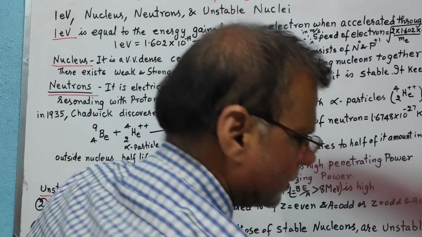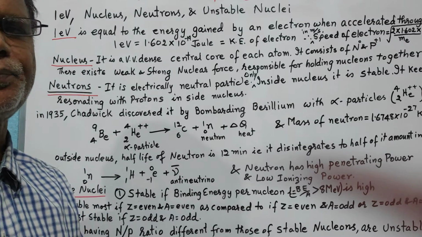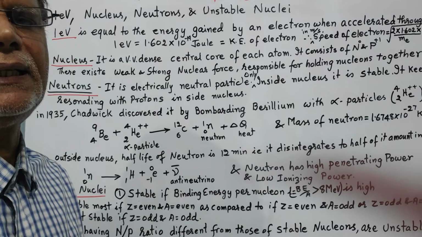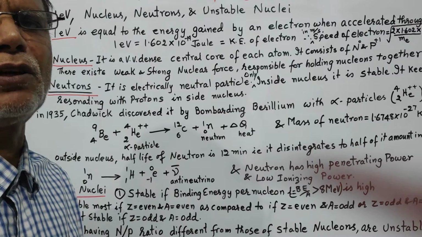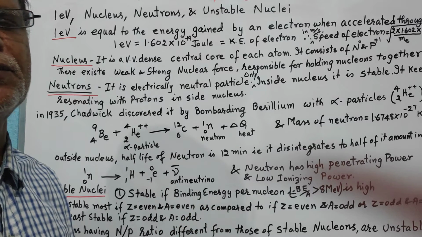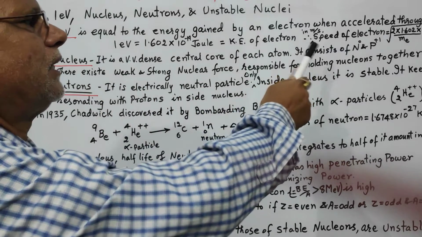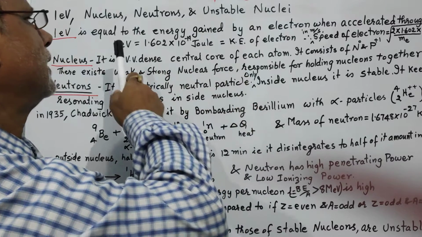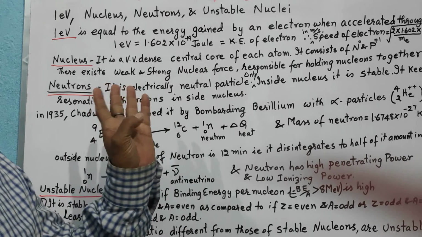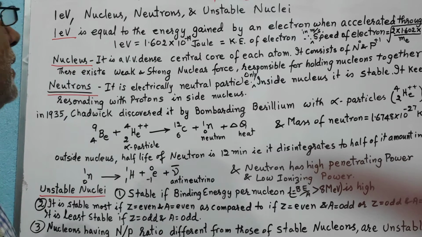Before we start talking about the topics from this chapter, we will recall one thing: what is 1 electron volt? When an electron is accelerated through a potential difference of 1 volt, then the energy gained by it is called 1 electron volt. If you use the relation that gain in kinetic energy is equal to potential energy provided, the speed of the electron for a gain of 1 electron volt will be equal to this much meter per second. You use the relation half mv square is equal to eV. e is the electronic charge and V is the value of the potential difference.